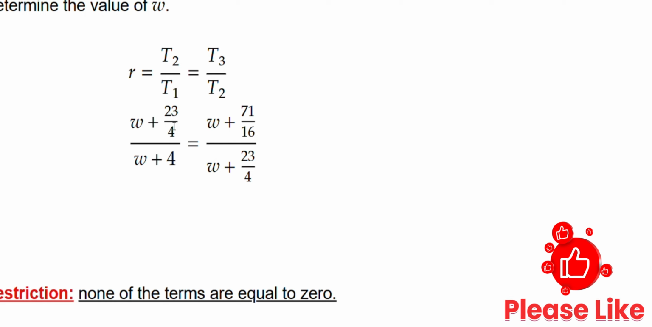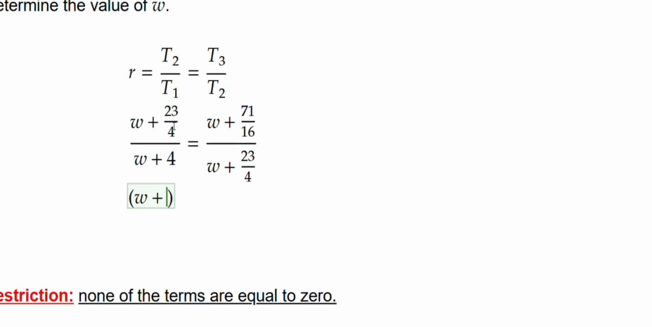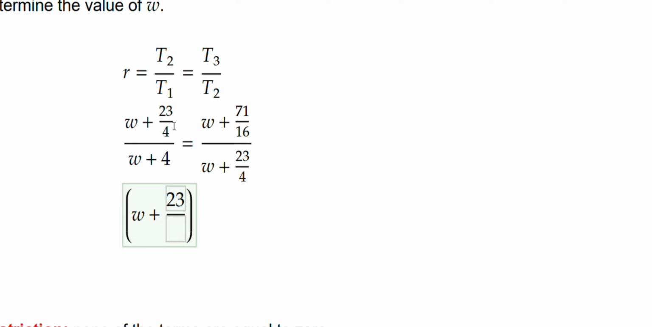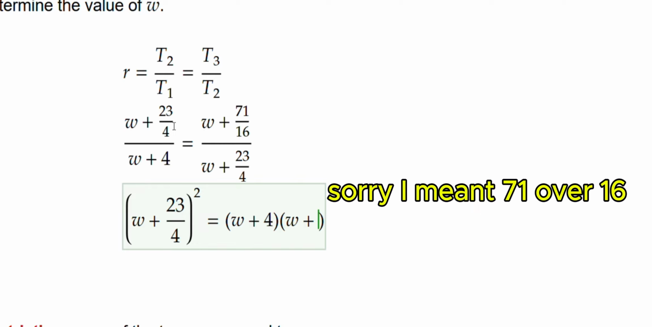Next, we are going to cross multiply to find the value of W, as it is a fraction on both sides. To make it simple, we're going to put these values in brackets. So it's going to be W plus 23 over 4 squared equals W plus 4 in brackets times W plus 71 over 16.